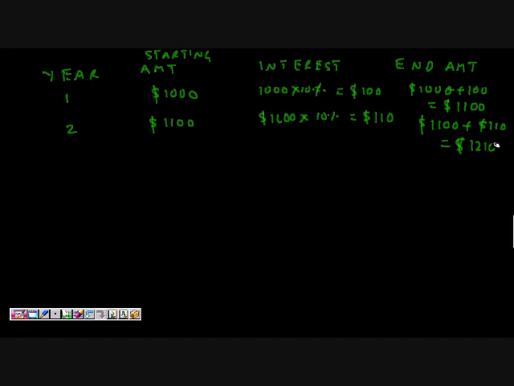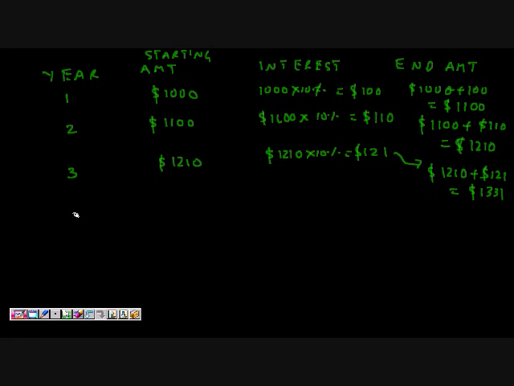Okay, now the third year. So you start with 1,210 as the amount, and you calculate interest on 1,210 into 10%, which is 121. So the total will be 1,210 plus 121, which is $1,331. So at the end of the third year, you'll have $1,331.